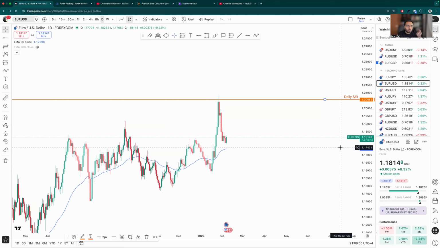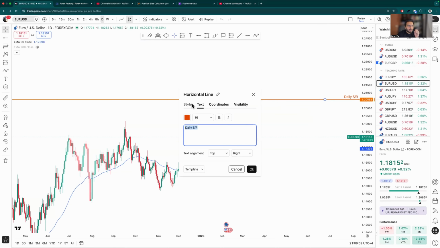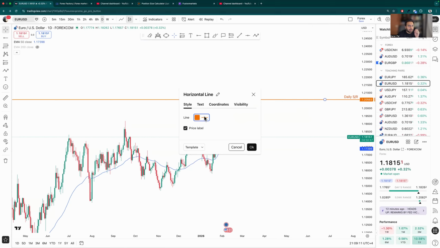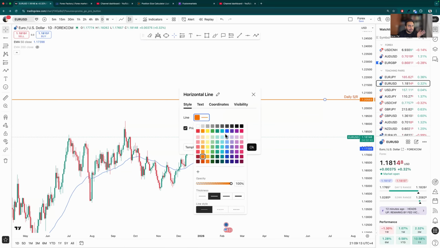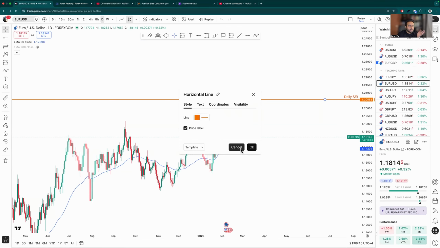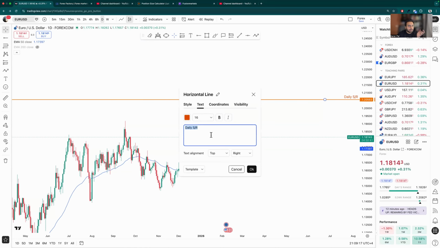You need to see a proper close on the 4 hour time frame. That's why it's very important that you name these lines. And it's very easy to do that. Go in the style section, select the line thickness, color, whatever you want, and then name it, save it as a template, and that's it. I have these lines: EMA, daily, weekly SR, daily SR.